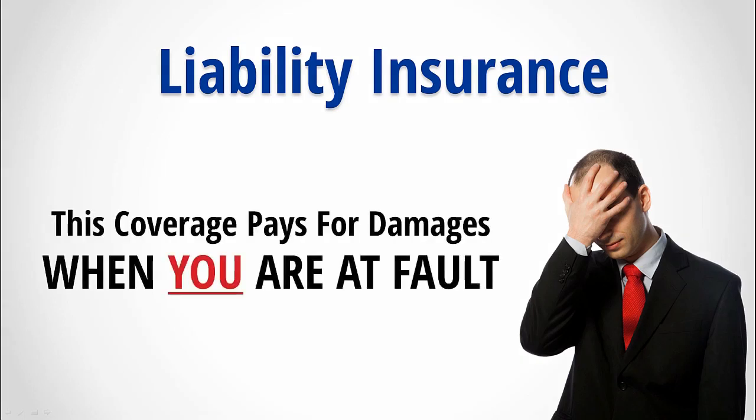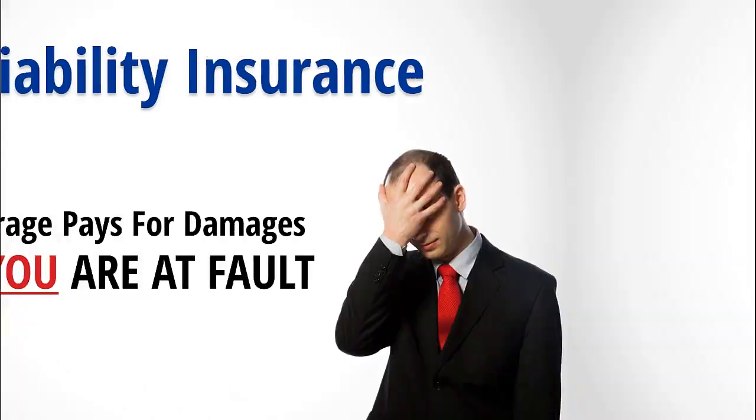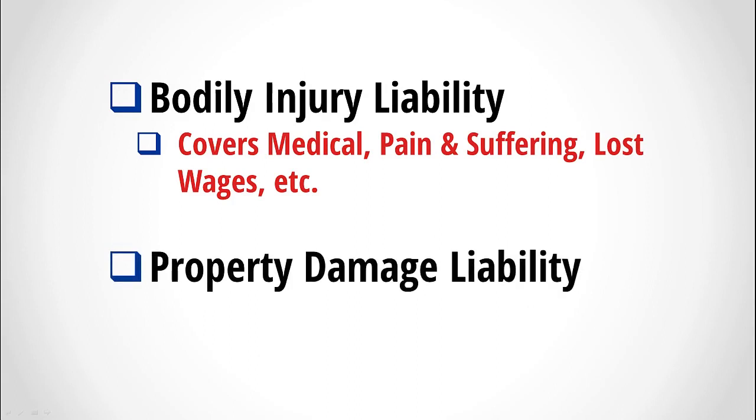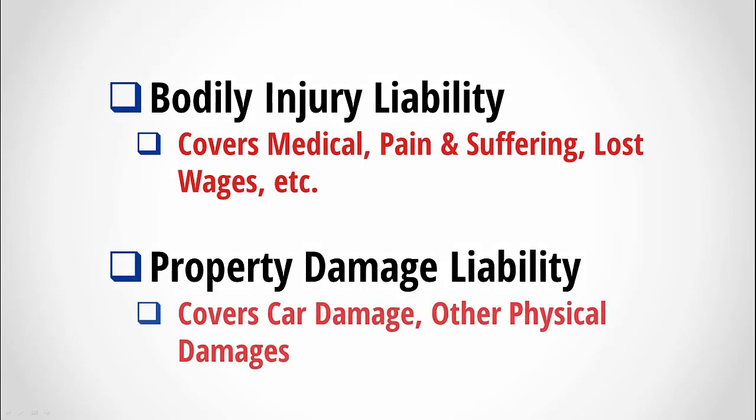This coverage can help pay for the damage if you're legally responsible for accidentally injuring someone or other property in an auto accident. Auto liability coverage falls into two categories. First, there's bodily injury liability. This covers medical expenses, pain and suffering, lost wages, and other special damages. The second category is property damage liability. This covers damaged property. For example, it would cover damages if you hit a lamp pole, or mailbox, or even a house.